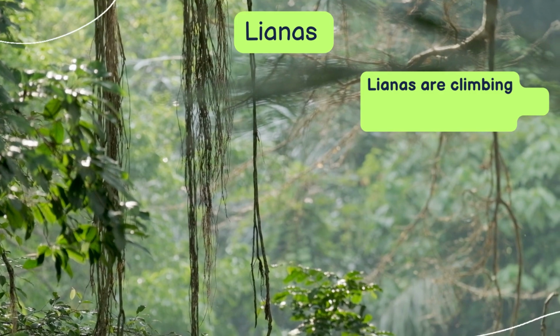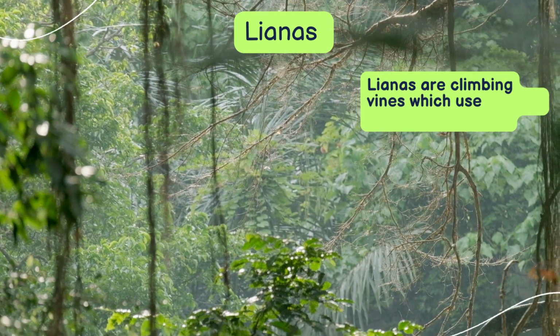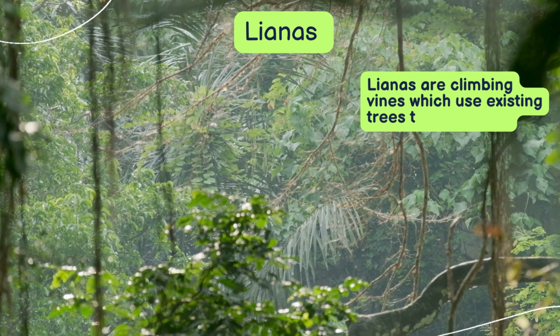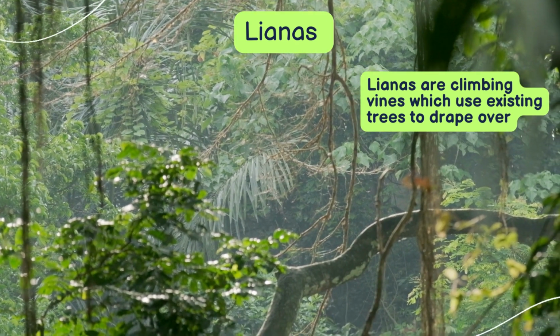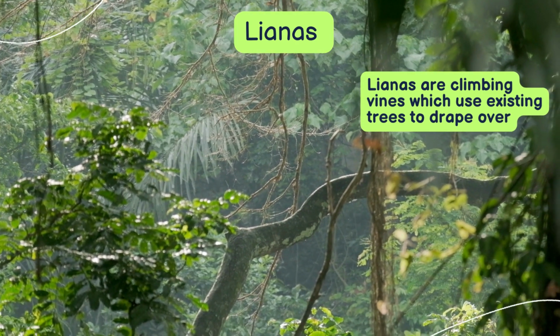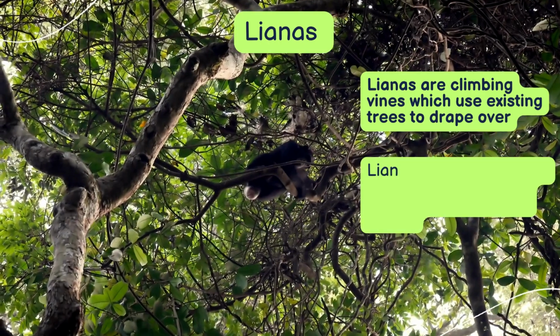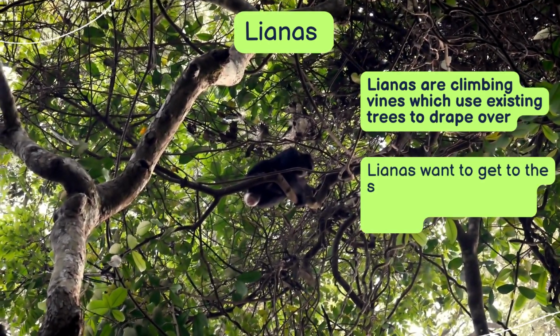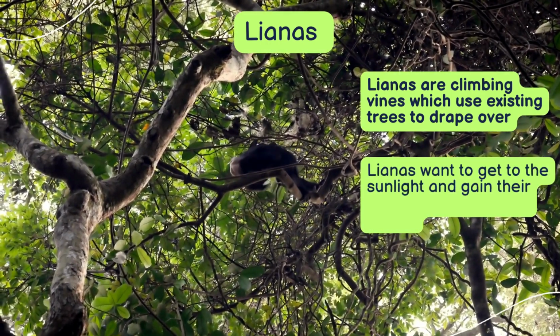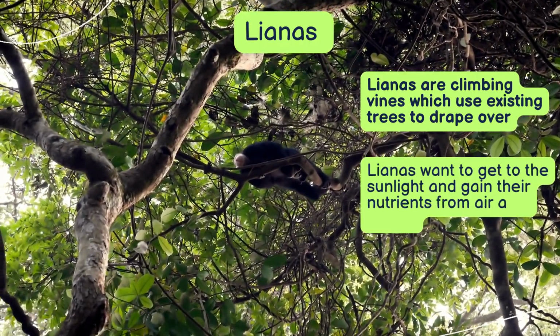Finally, we have lianas. Lianas are climbing vines that use other trees to drape across branches to find any patches of sunlight beneath the canopy shading. These lianas get their nutrients from rainfall and air, thus they don't need it from the soil, so they don't grow from the ground.